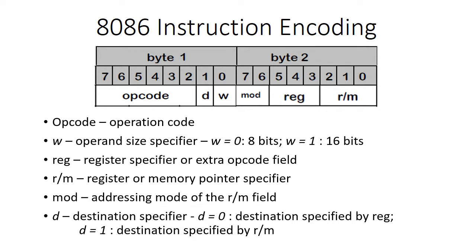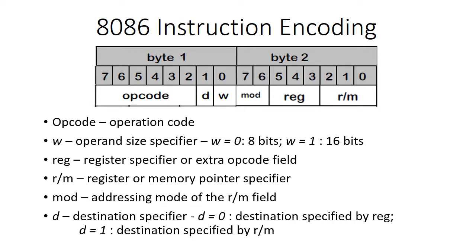D is a single bit field that is used to specify the destination of the results. If D is 0, the destination is specified by the reg field. If D is 1, the destination is specified by the RM field.